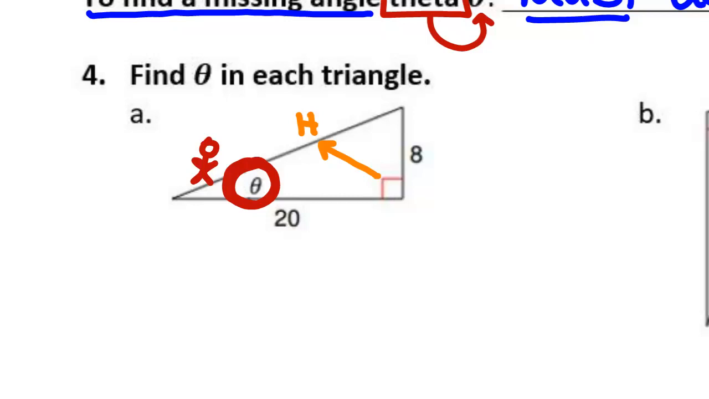Then we label our opposite side. How big is the opposite side here? 8. And then we label which side? Adjacent. What's the adjacent side here? 20. Remember, adjacent means touching or next to. Notice it is touching. It is next to my angle theta.